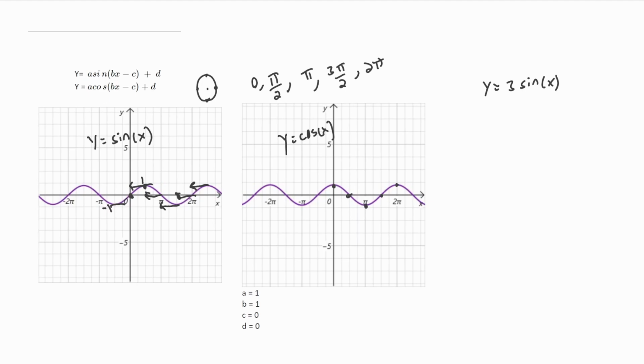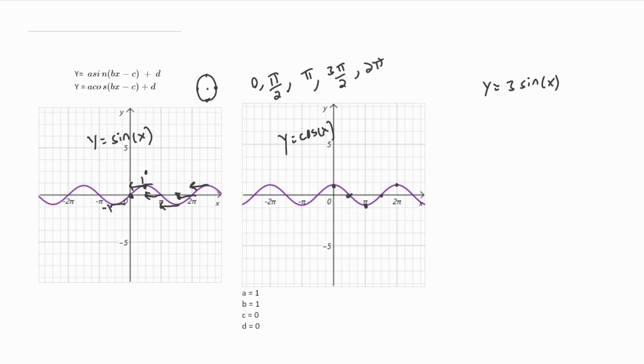So what we can do is plug these points into the new function and see where the graph is. If we plug in 0 here, sine of 0 is 0. So 0 times 3 is going to be 0. So our graph would still be at 0. If we were to plug in pi over 2, at pi over 2, sine is equal to 1, and so we're going to get 1 times 3. So our graph is actually, instead of being here at 1, it's going to be at 3.